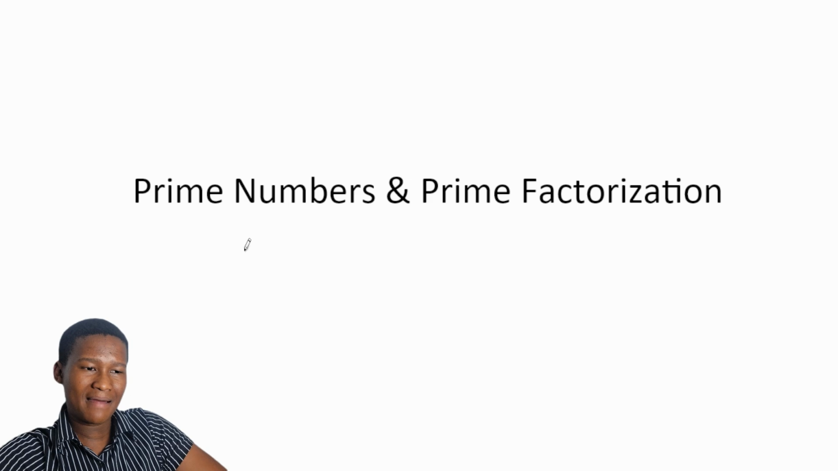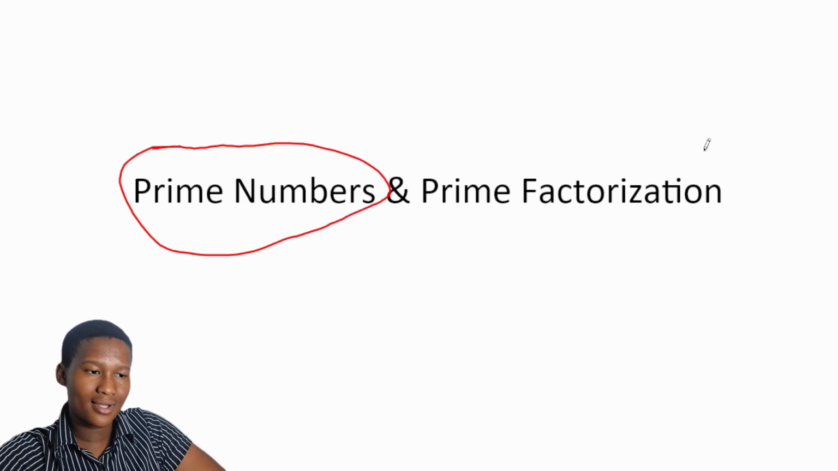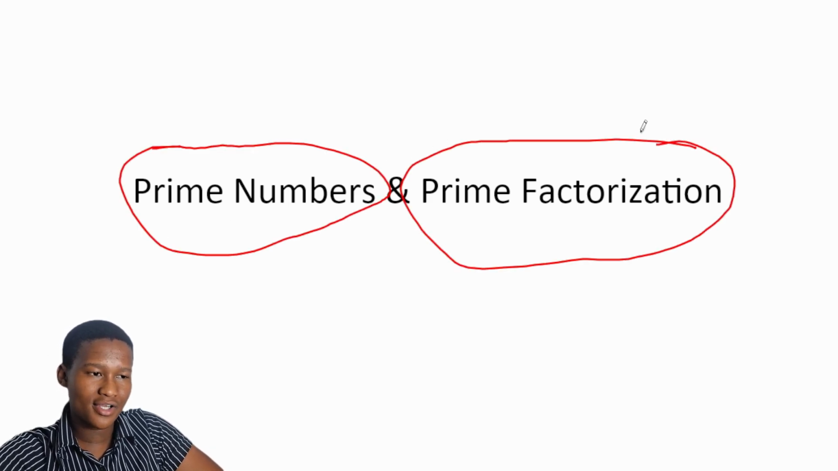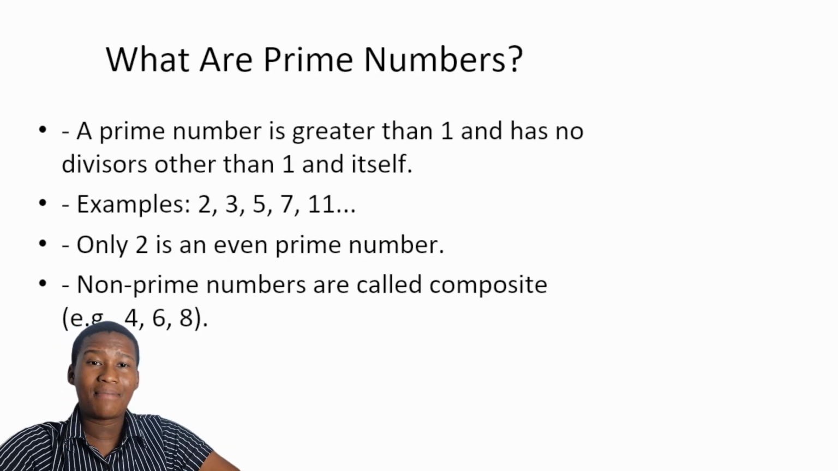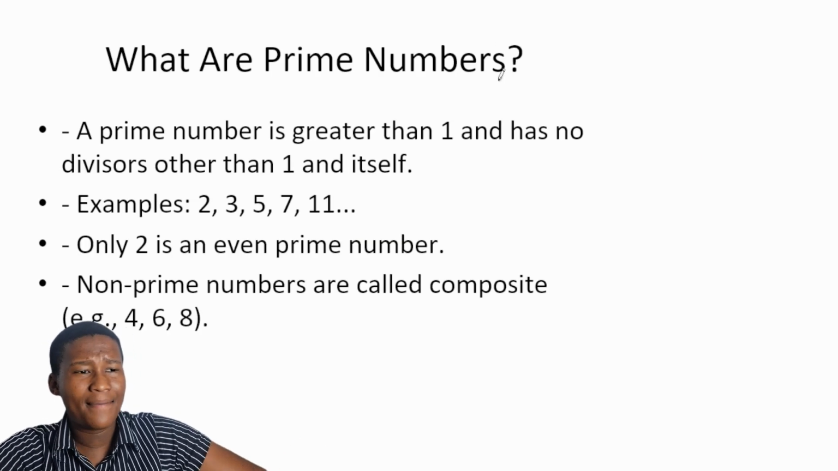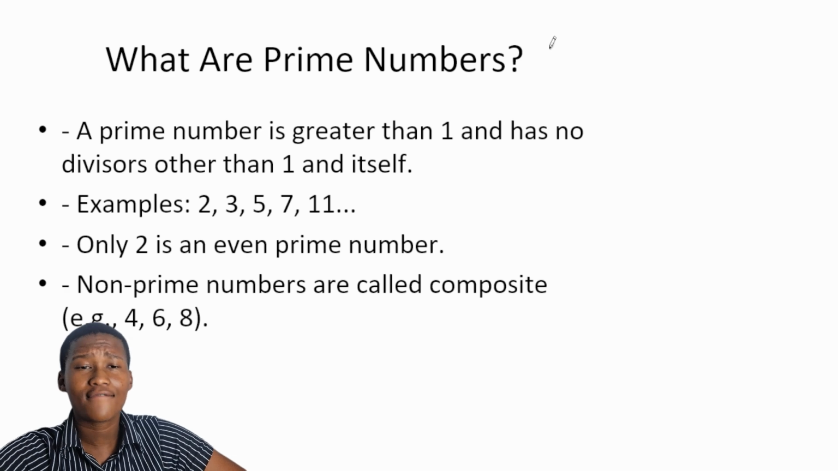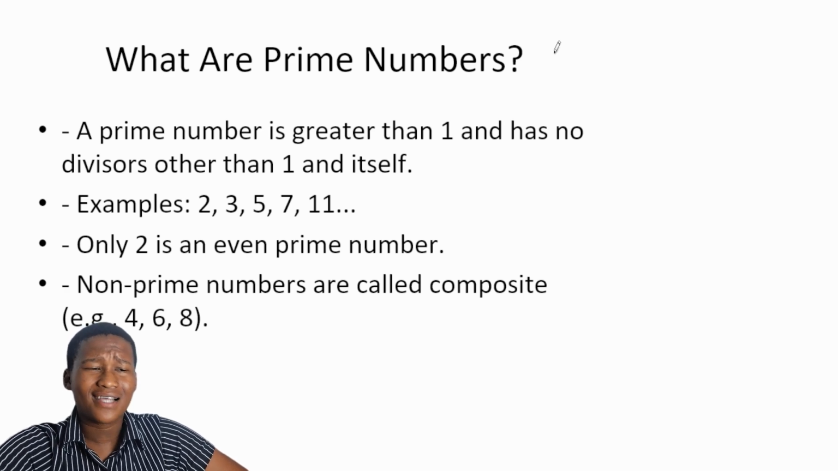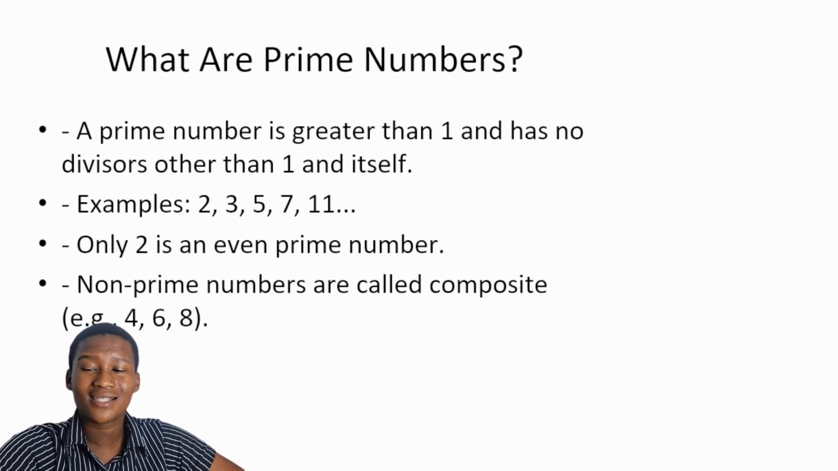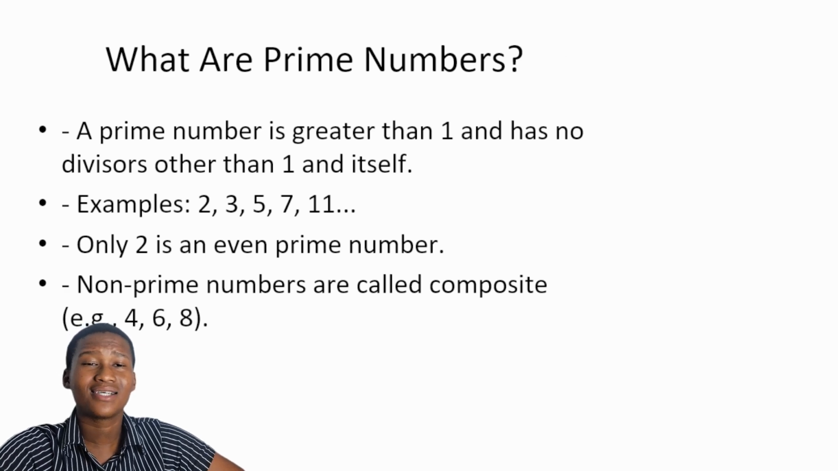Before we learn about prime factorization, you have to know prime numbers first, then prime factorization. Let's get into the video. Now, what are prime numbers? Well, prime numbers are numbers that only have two factors. So what are factors? Well, factors are numbers that can divide into another number without leaving a remainder.